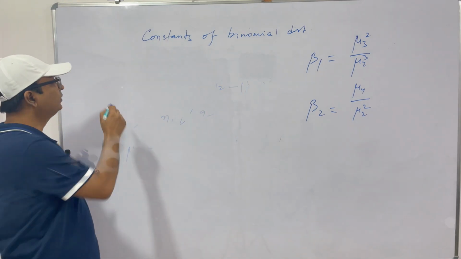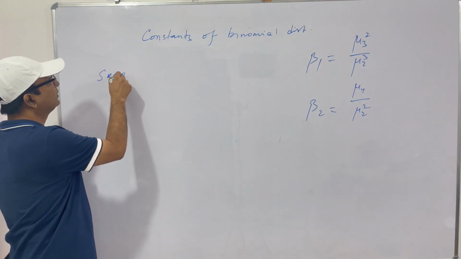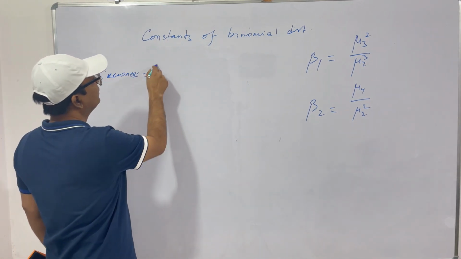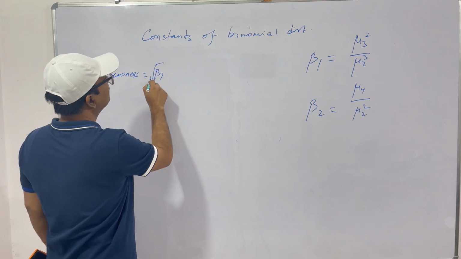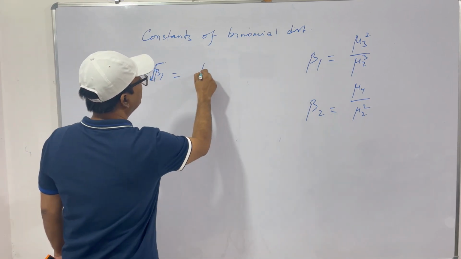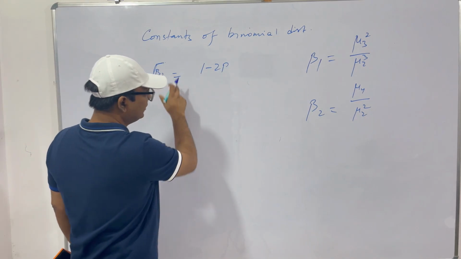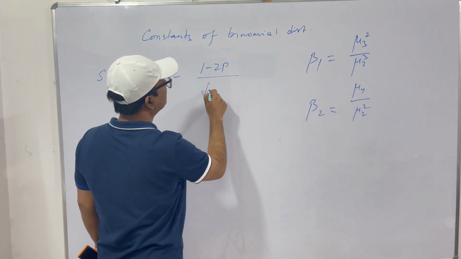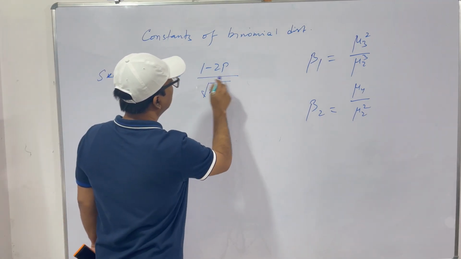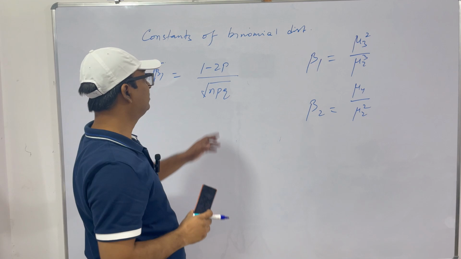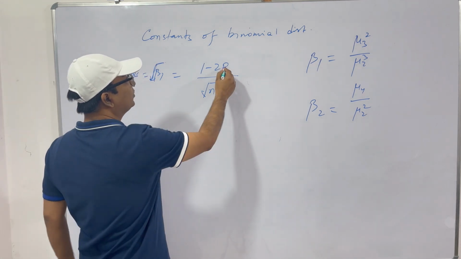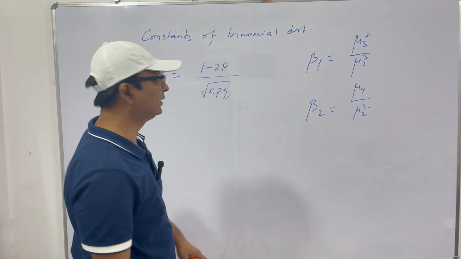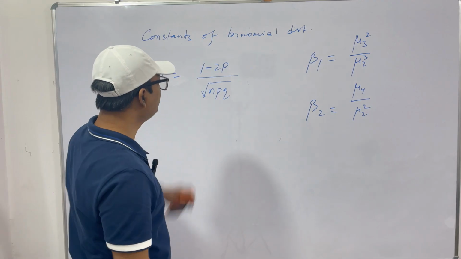Clear? We know that skewness is given by root over beta 1. Here we have all those values, and this will come to (1 minus 2p) by root npq. From here we get a very important result. See, this is 1 minus 2p.